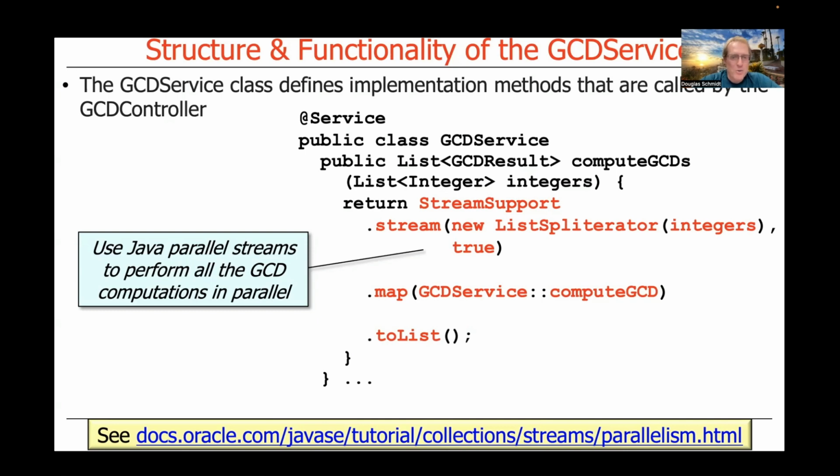So we're going to have a parallel stream of what we basically call GCD params, which are these tuples. And then we have those run in parallel through a method that we pass here as a method reference called computeGCD, which takes a GCD param, computes the GCD, and returns a GCD result. And what we end up with, of course, is a stream of GCD results, which we then convert into a list of GCD results.